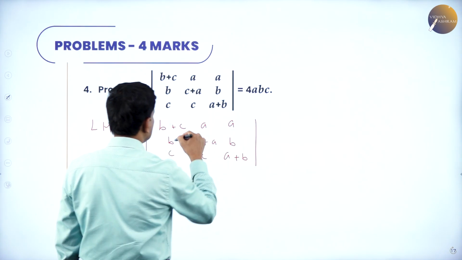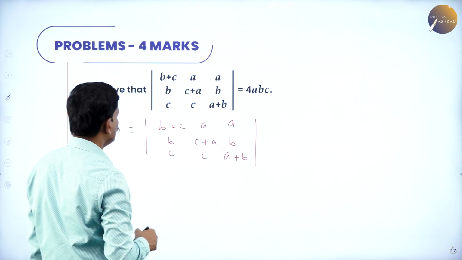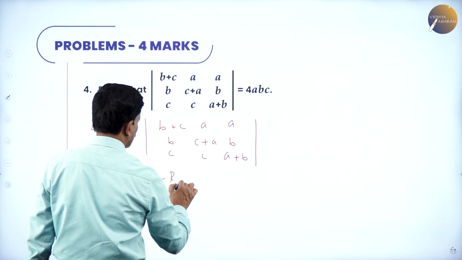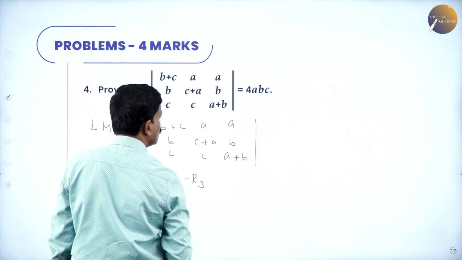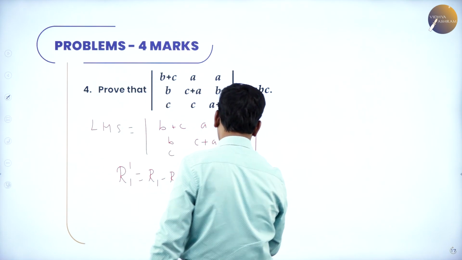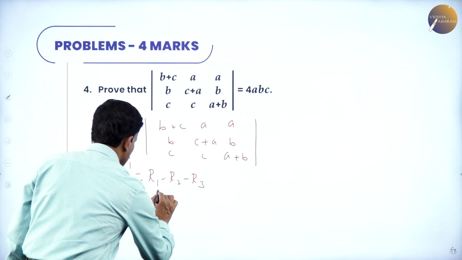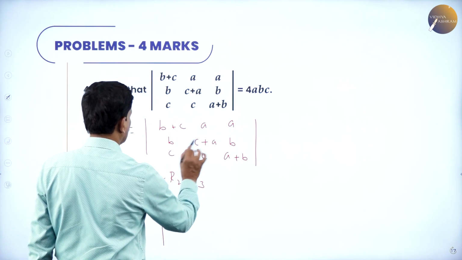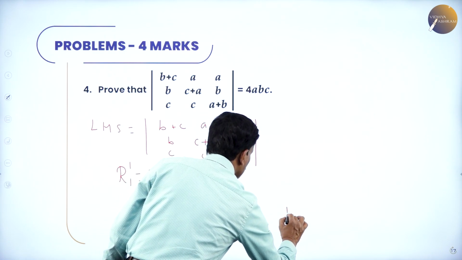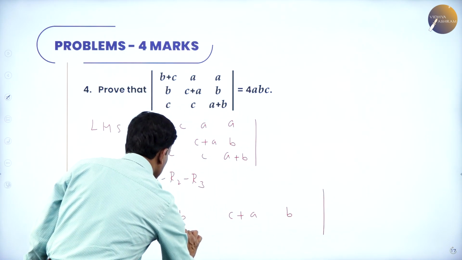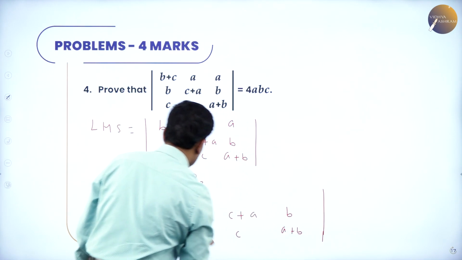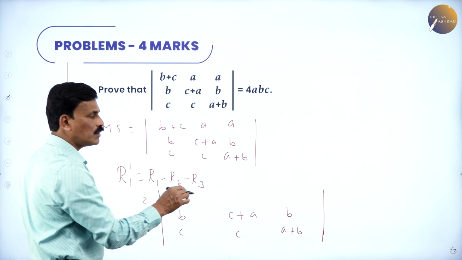Now, let us convert this to the simplest form. We take R1 dash is equal to R1 minus R2 minus R3. Just subtract the elements, that's it. Okay, so see, this can be written as, R1 dash we are changing, these are same: B, C plus A and B as it is, and the third row C, C and A plus B as it is. Now we are changing R1 minus R2 minus R3.